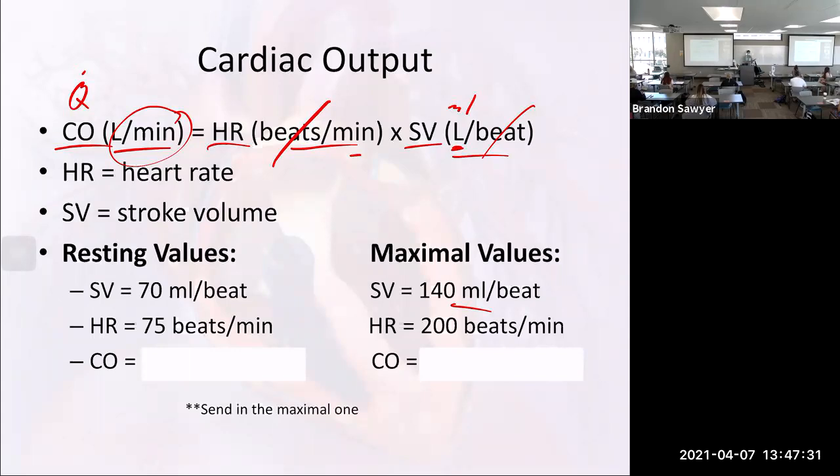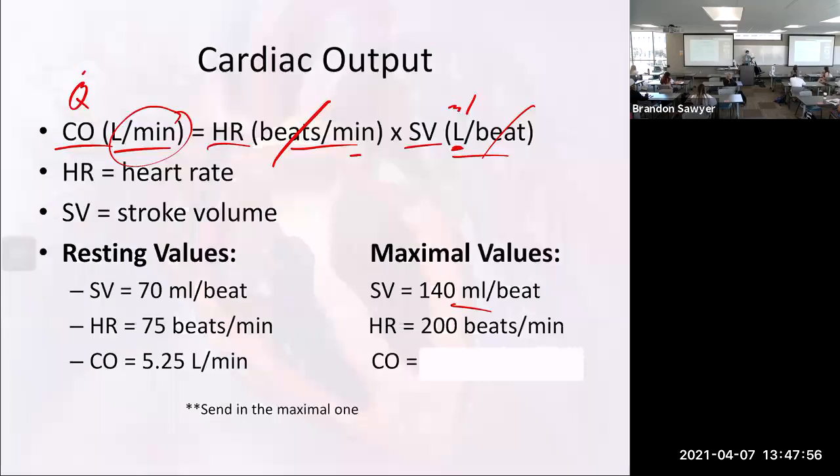Okay, let's look at that resting one first. I won't shut it off yet. You still got a chance to send that in. Okay, so the resting values, we take 70 mils times 75 beats per minute, right? That's going to give us a 5.25. Okay, so if you didn't convert that, then you would have had what, 5,000, 2,500, right? Is that what it was?